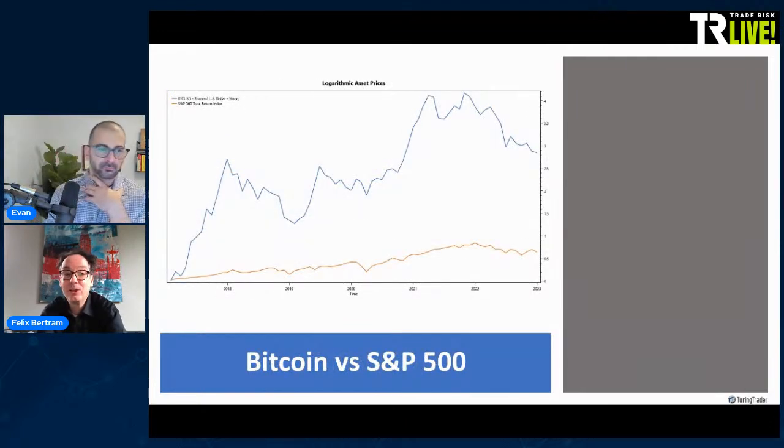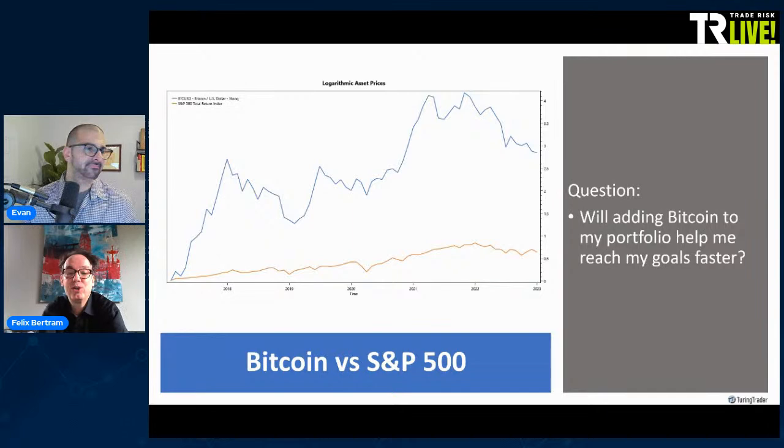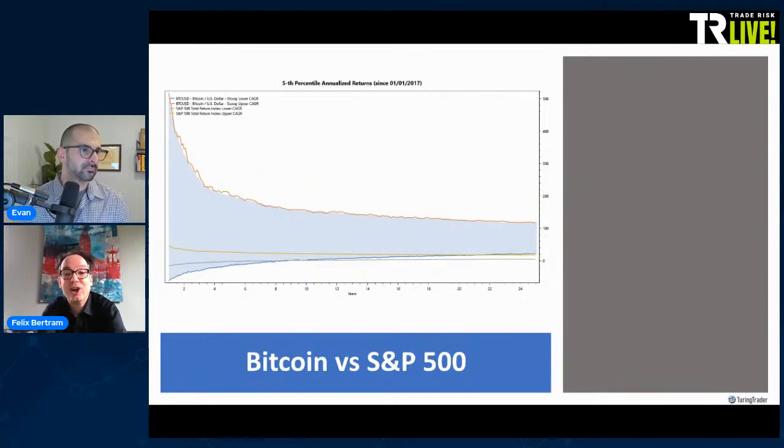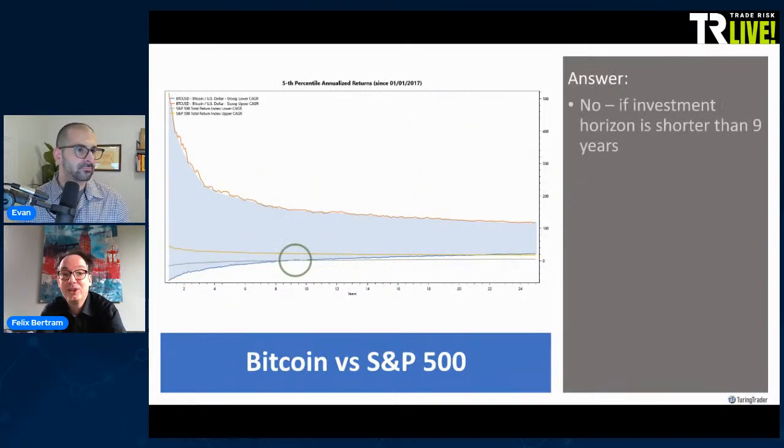And now let's look at Bitcoin, just because it's a little more extreme example. So when I add a little Bitcoin to my portfolio, will that help me reach my goals faster than just sticking it all in stocks? And when we look at these charts, you can see the answer is an immediate no if your investment horizon is shorter than 9 years. So thanks to this huge volatility of Bitcoin, you can see that basically the Bitcoin versus the S&P 500 are a wash only after 9 years. So everything else is luck.